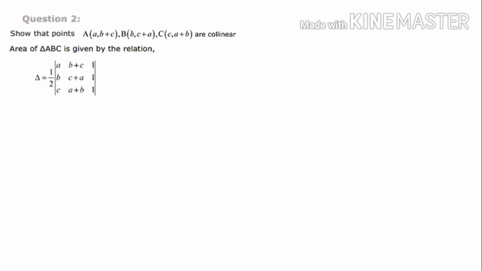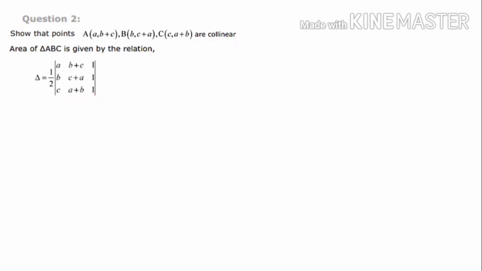Delta is equal to 1 by 2 into, the formula is the determinant x1 y1 1, x2 y2 1, x3 y3 1. So x1 is a, y1 is b plus c: a, b plus c, 1. Then x2 y2: b, c plus a, 1. Next x3 y3: c, a plus b, 1. So we have to make the value of this determinant 0. Then only we can show that the points are collinear. So how to make this determinant 0?